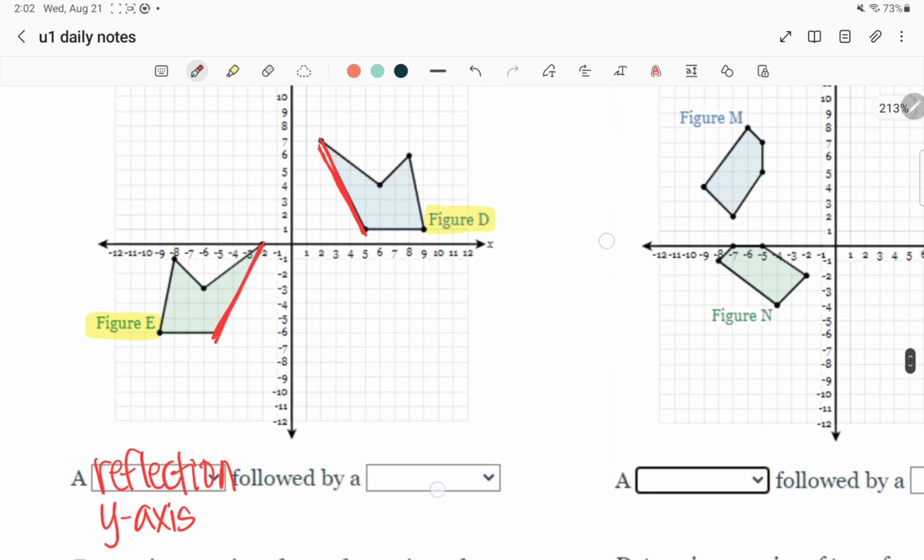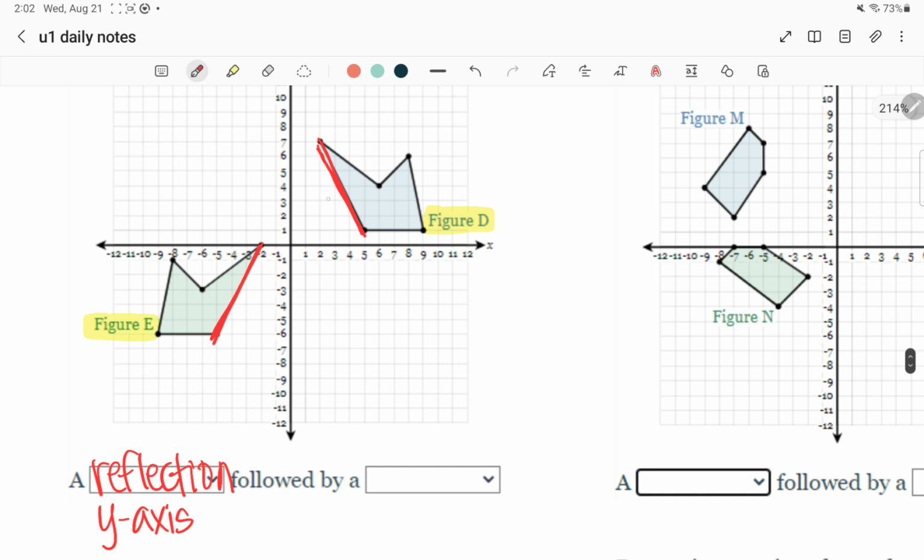Okay, so if I reflect the point (2,7) over the y-axis, that would put me at (-2,7) right here, and (5,1) will become (-5,1). So my longest piece right here is going to land right there.